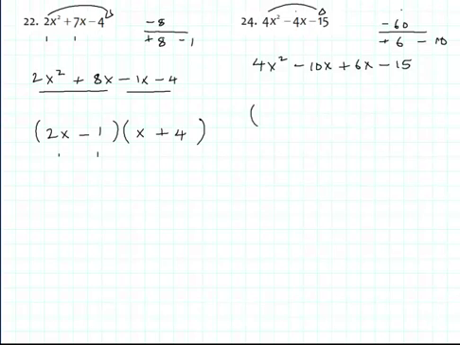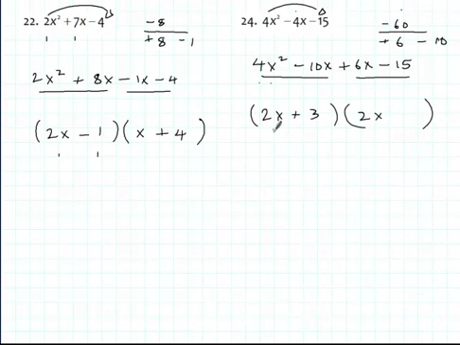Go ahead and write down 2 sets of parentheses for my final solution. 4x squared minus 10x have a 2x in common. 6x minus 15 have a plus 3 in common. 2x from the 4x squared leaves me with another 2x, and 2x from the negative 10x leaves me with negative 5.